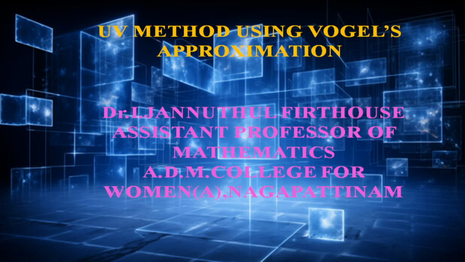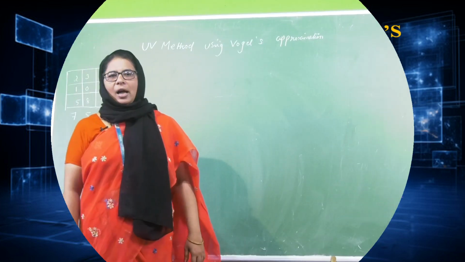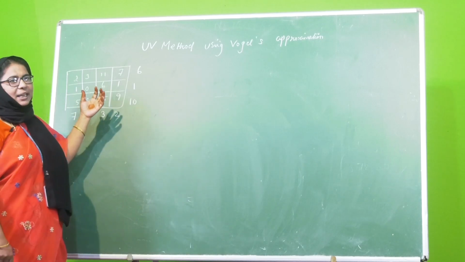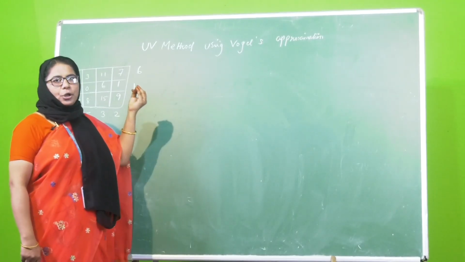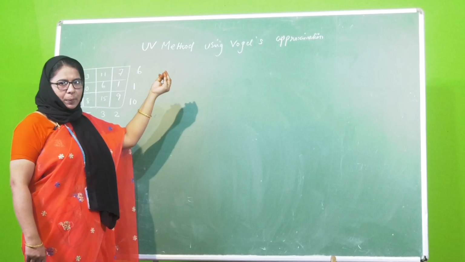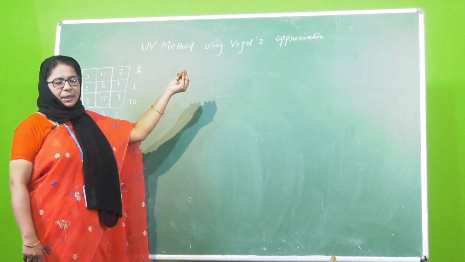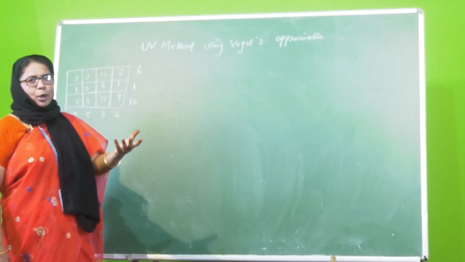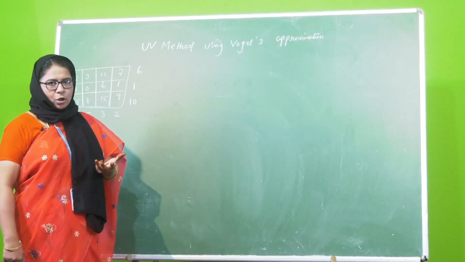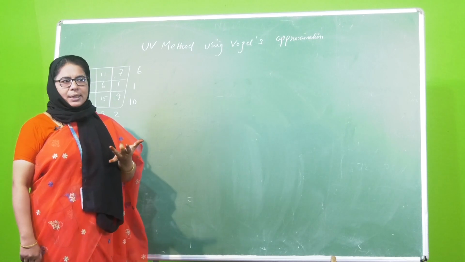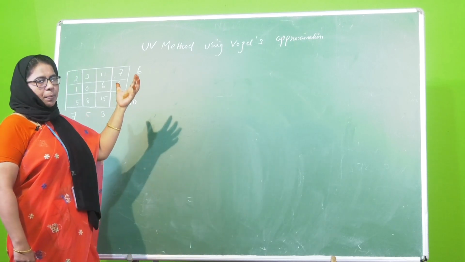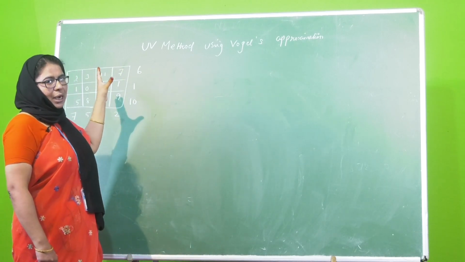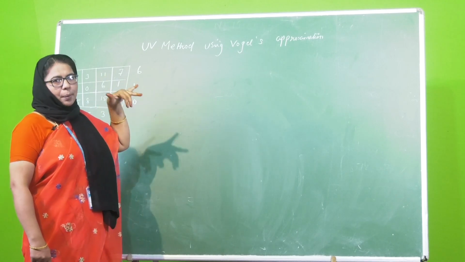Today, we will discuss the topic UV method using Vogel's approximation in operations research. First of all, you have to find the initial basic feasible solution using one of the transportation methods: the northwest corner rule, least cost method, or Vogel's approximation method. Using this method, find the initial allocation of the transportation problem.